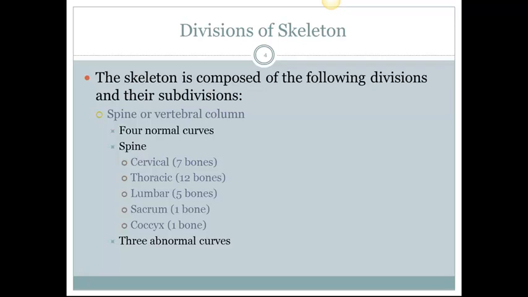The spine consists of 5 major parts. The cervical spine, which is your neck, has 7 bones. The thoracic, which is your upper to mid back, contains 12 bones. Your lumbar or lower back contains 5 bones. The sacrum consists of 1 bone, and the coccyx or the tailbone is 1 bone when you're an adult. When you are born as a child, it is 3 bones and then fuses together.